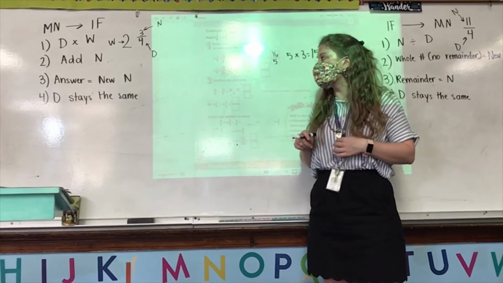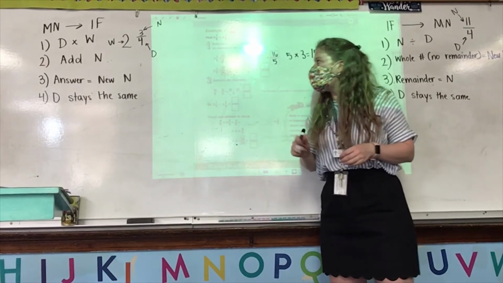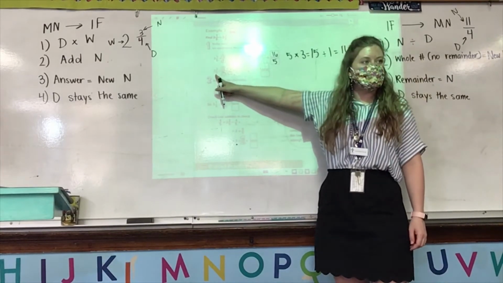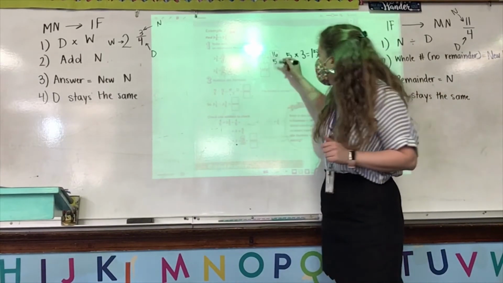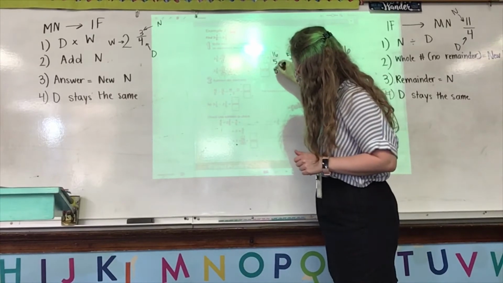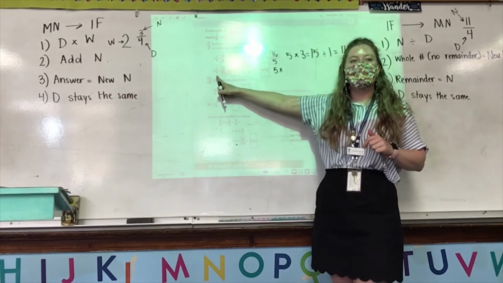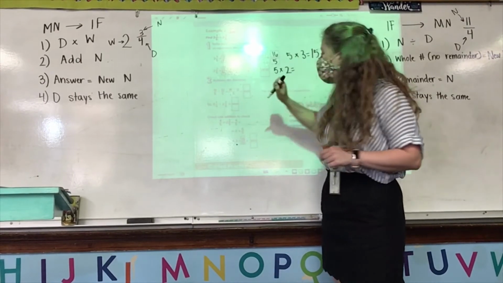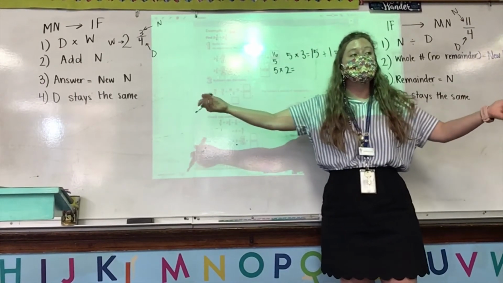Now we have to do the same thing with 2 2/5. We start with the denominator and multiply it by the whole number. Class, what is the denominator in 2 2/5? 5. We multiply it by the whole number. What is the whole number, class? 2. Class, 5 times 2 is? 10.